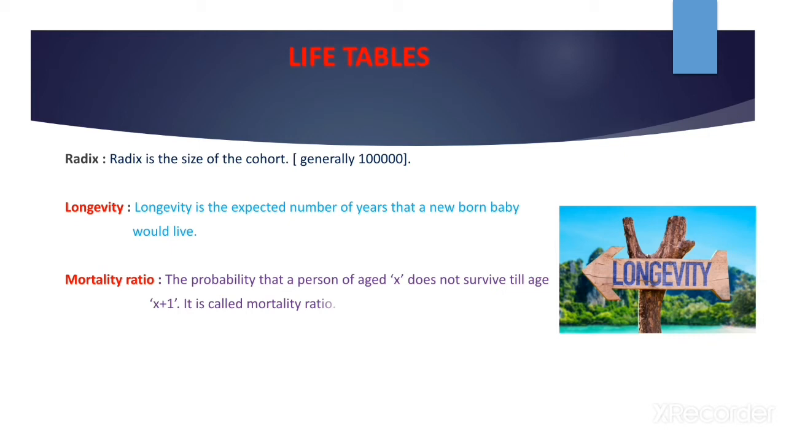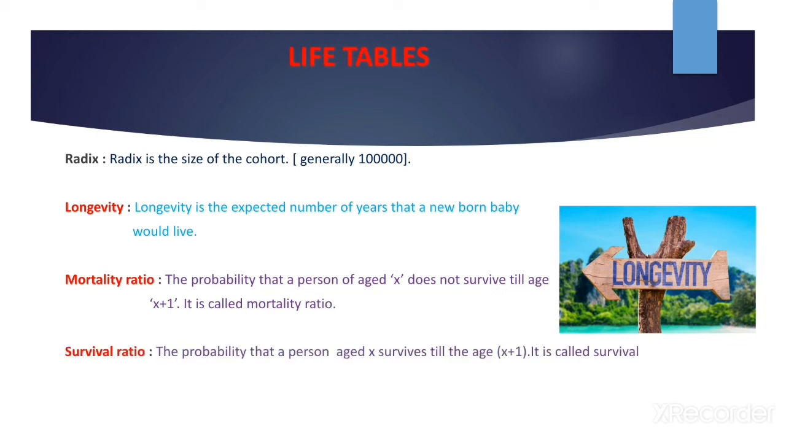For example, suppose we consider a person aged 0, he will be at the 0th age. X plus 1 means 0 plus 1 is equal to 1. It tells the chances that he will not survive to his first birthday. So then what is survival ratio? The probability that a person aged X survives till the age X plus 1 is called the survival ratio. So this tells the chances that he will survive to his first birthday.